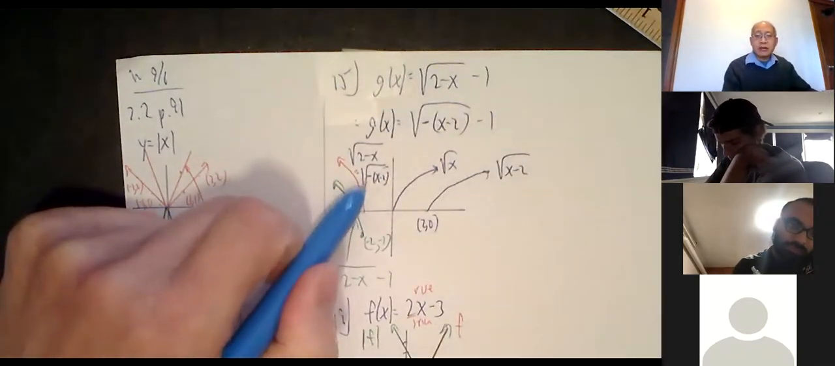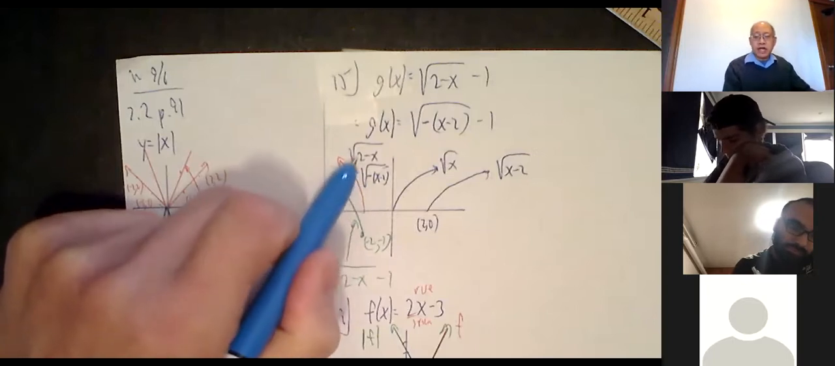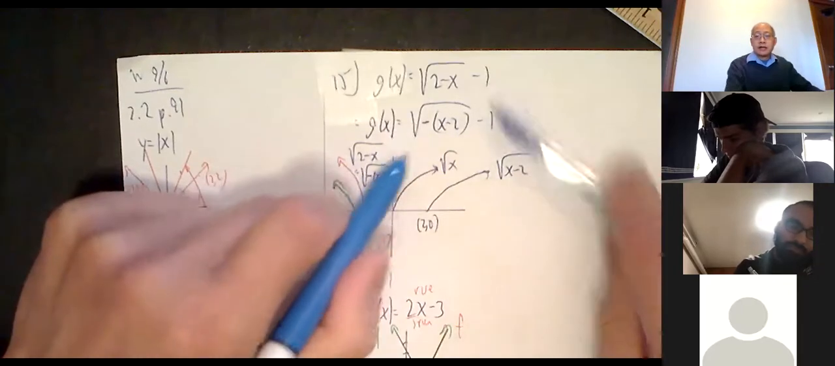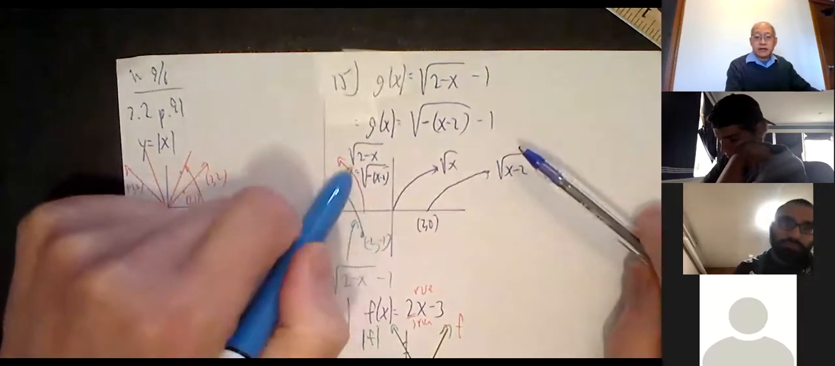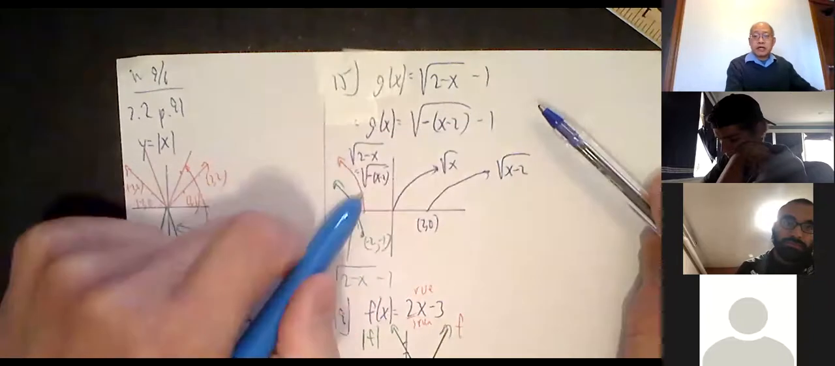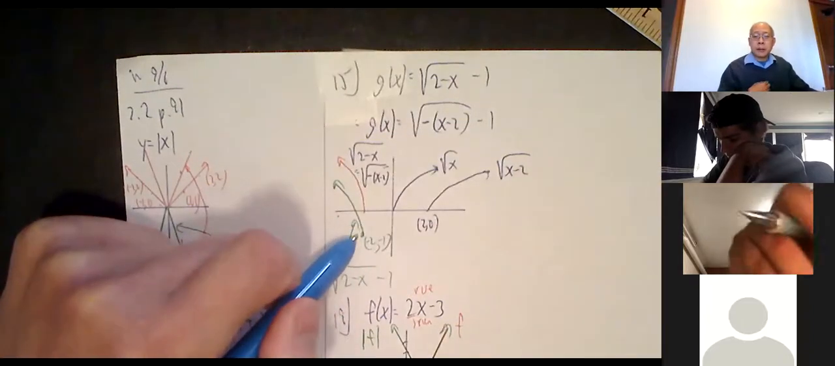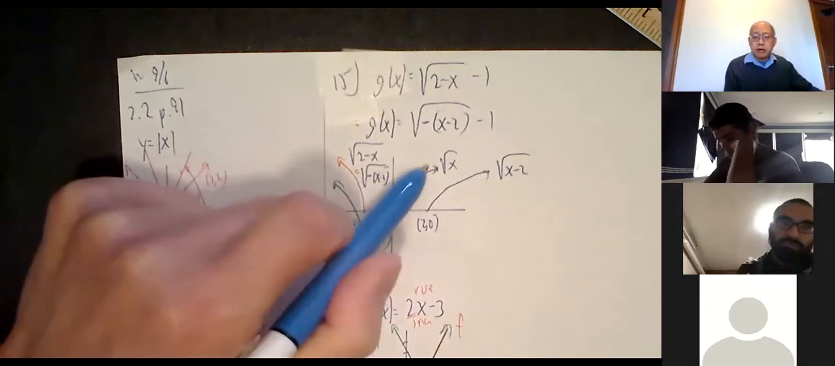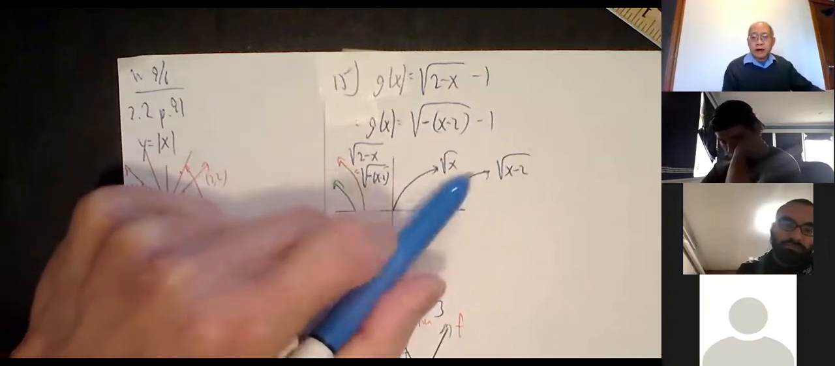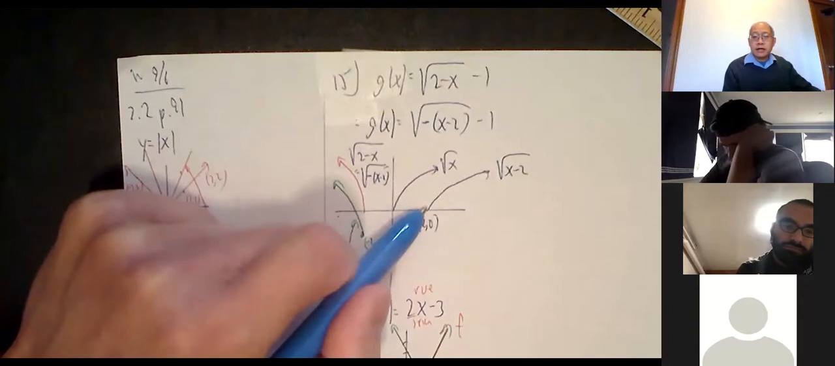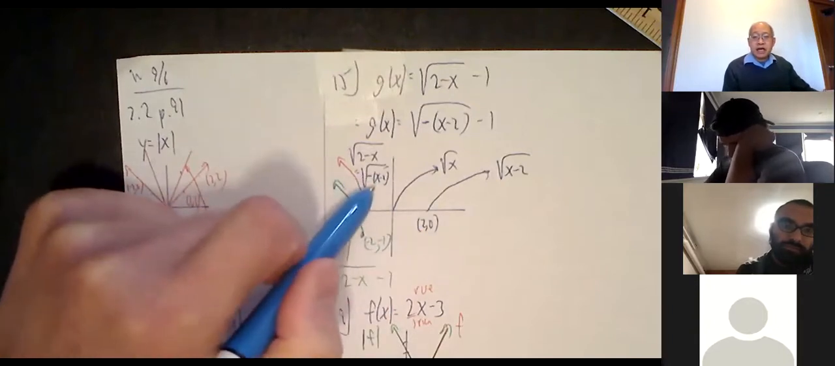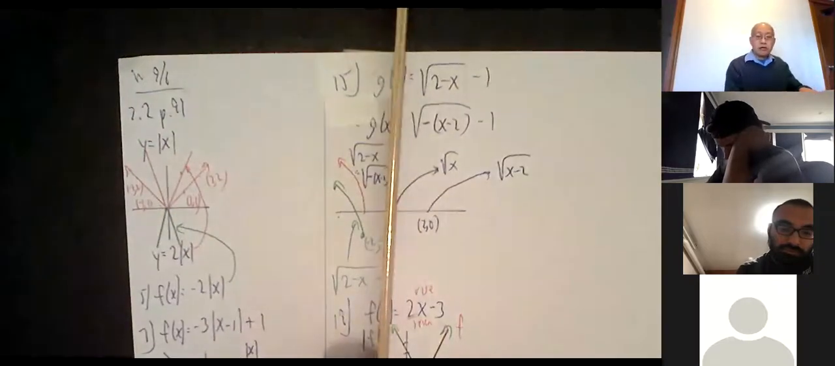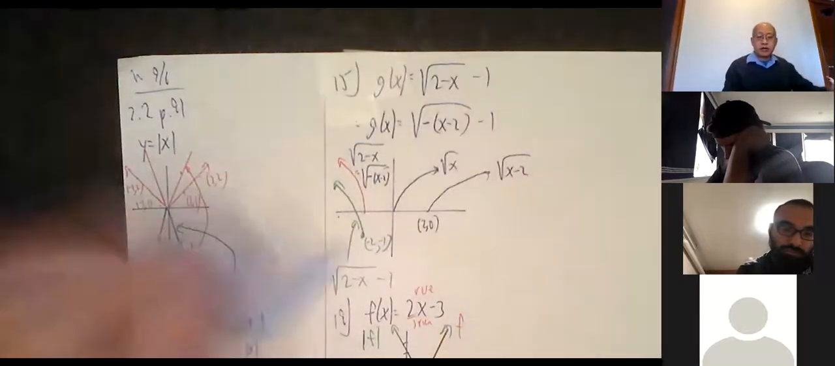So that's now negative parentheses x minus 2, which is the same as 2 minus x. That's the reason why I did all that algebra, to show you that this really is this over here. And then the minus 1 just throws the whole graph down 1 unit. So the green is the final answer. Okay, so one more time, square root of x minus 2, move 2 to the right. Negative parentheses x minus 2, reflect across the y-axis, and then down 1 unit.